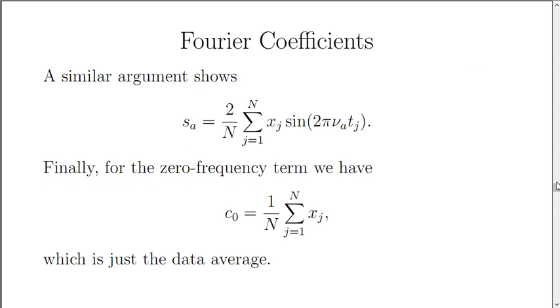An exactly similar argument shows us that the sine coefficient is 2 divided by n of the sum of data values times the sine function at that frequency. And finally, we have the single exception, the zero frequency term, for which the cosine coefficient, which is just the zero frequency coefficient, is the average data value.